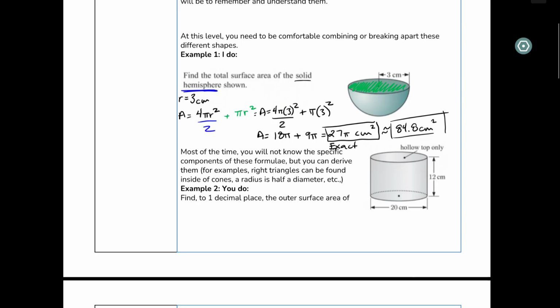So the next one, you want to take a look at this extra note that I've given to you. Most of the time, you are not going to know the specific components of these formulas, but you can derive them. For example, right triangles can be found inside of cones, a radius is half a diameter, etc. So here you should be able to see that you are given this entire width of a cone. Well, that's a diameter of that circle. You'll also want to notice that you have a hollow top. And with that hollow top, you're going to have to take away that top area because it's no longer a surface if it's hollow. So you're only looking at the exterior surface, the outer surface of this shape, but you're going to exclude that top circle. Go ahead and try and do that on your own, and we'll check your work in class.